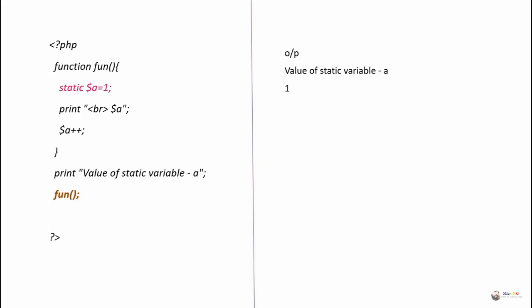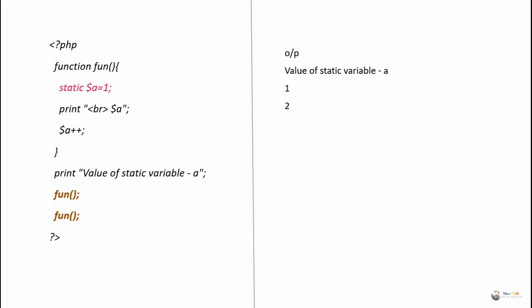Now suppose we call the function fun once again. If you call the function once again, the static variable will preserve the previous value of the variable a. Previously when the function was called, the value of a went to 2. So in this case, the current value of a, which was previously 2, will get printed first, and after that a will get increased by 1. So it will first print 2, and a will increase to 3.